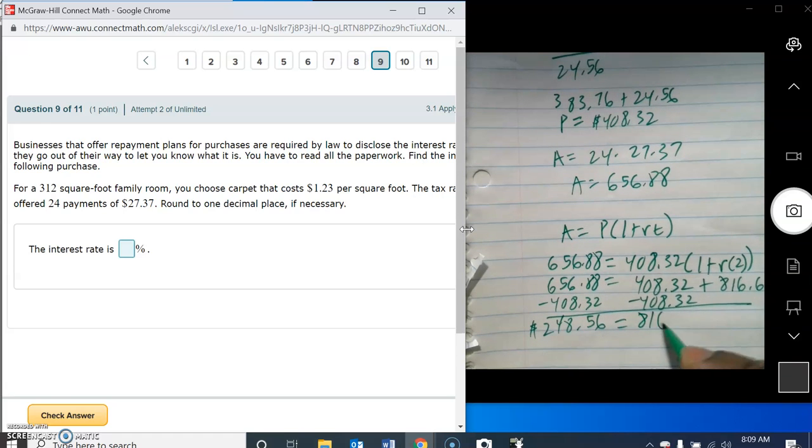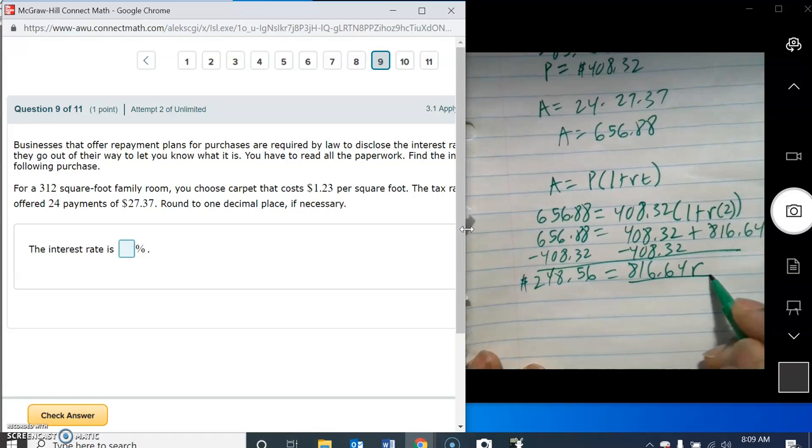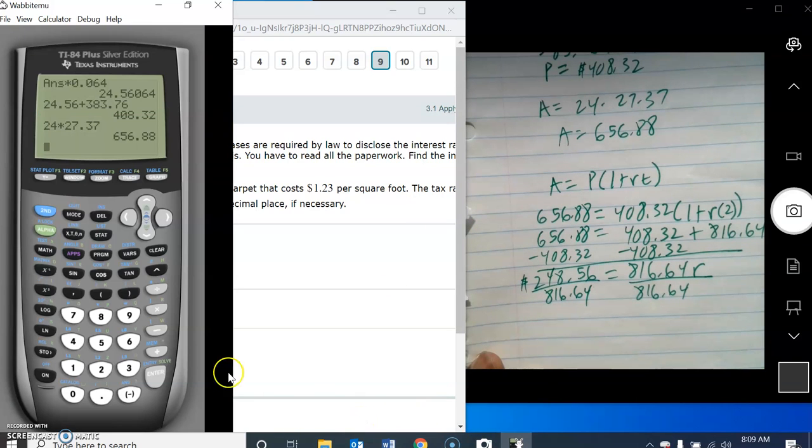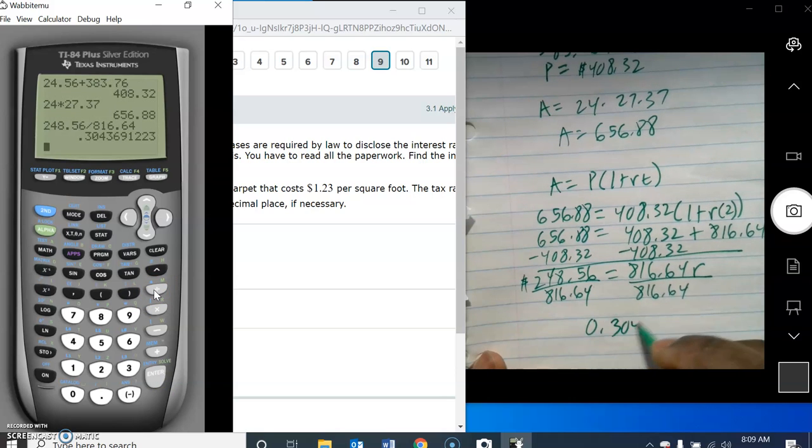is equal to 816.64 R. Now, we'll divide each side by 816.64. And then we will put that in our calculator. So we will add 248.56 divided by 816.64. And that would give us, if we round this to 3 decimal places, 0.304 is approximately equal to R.